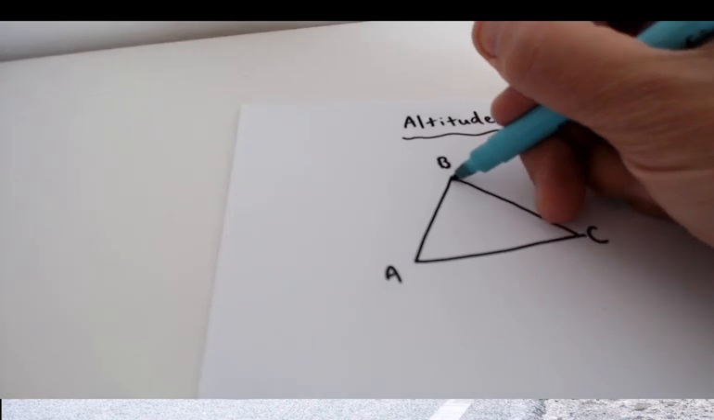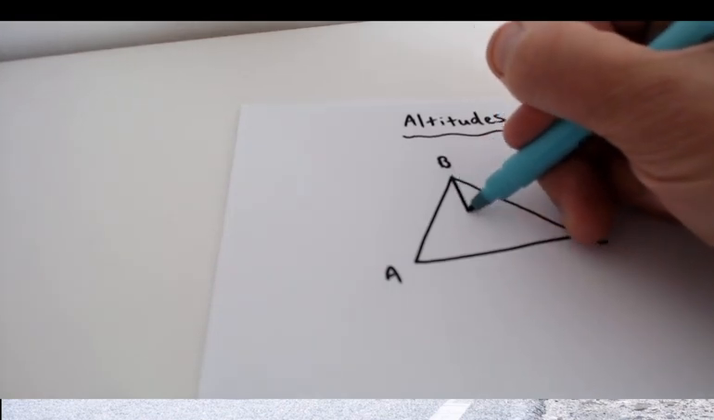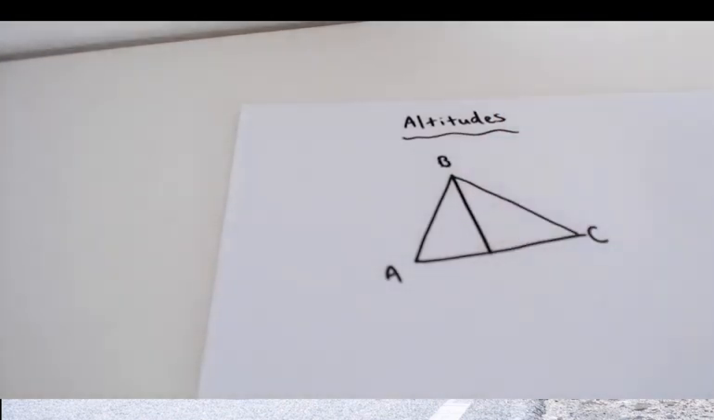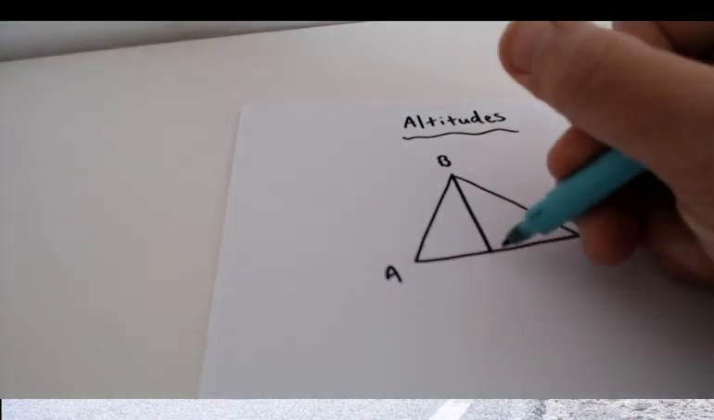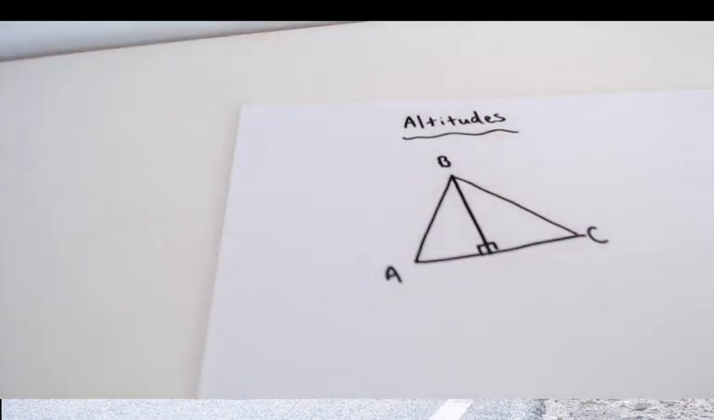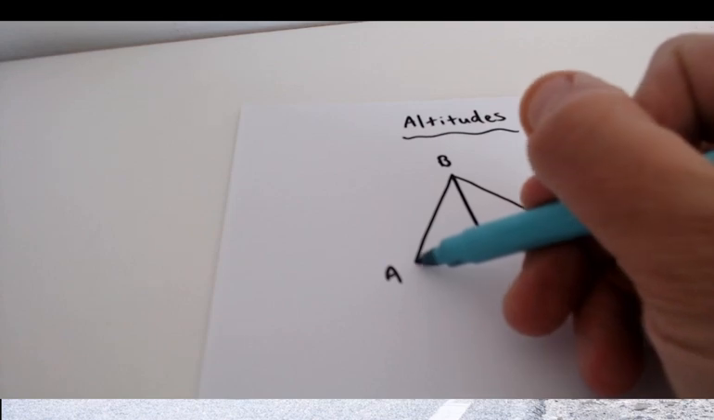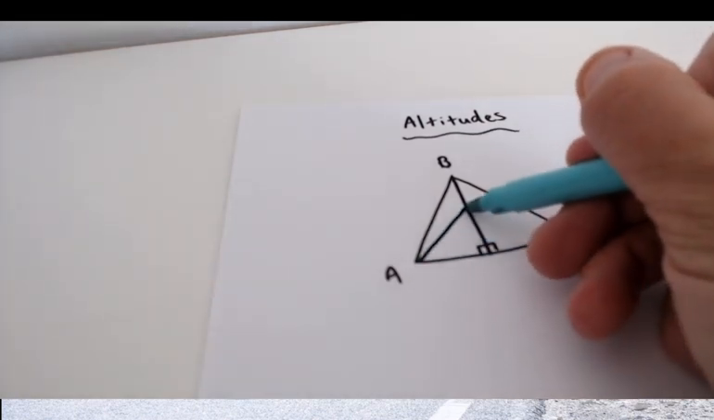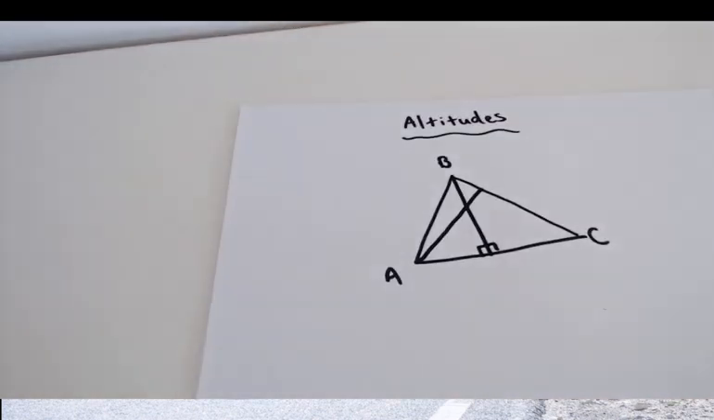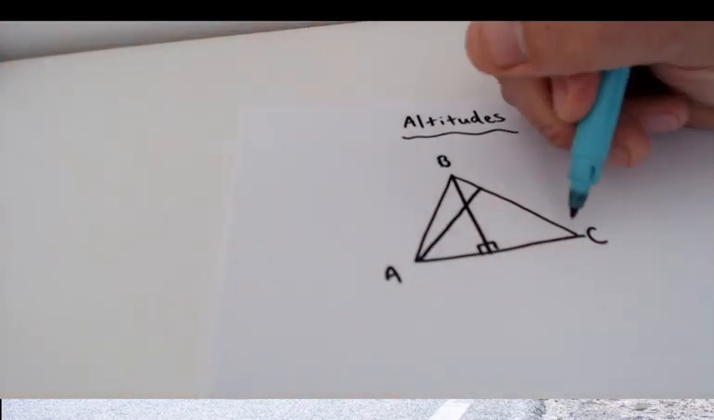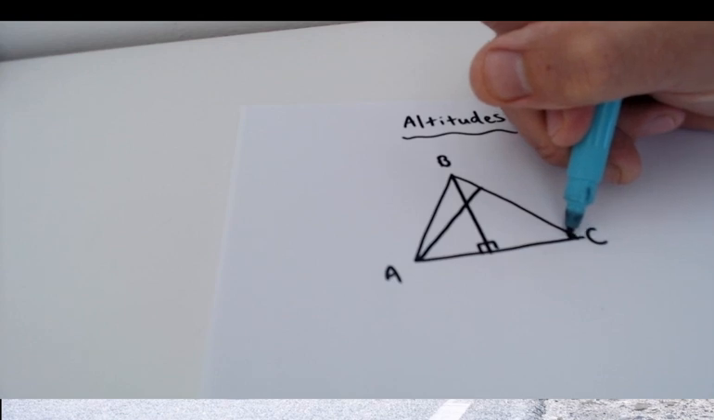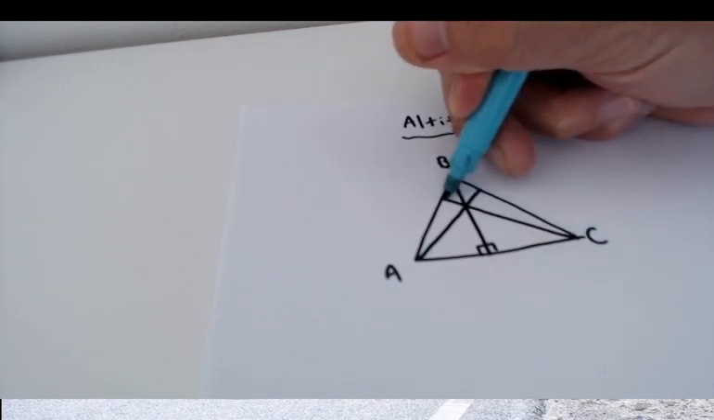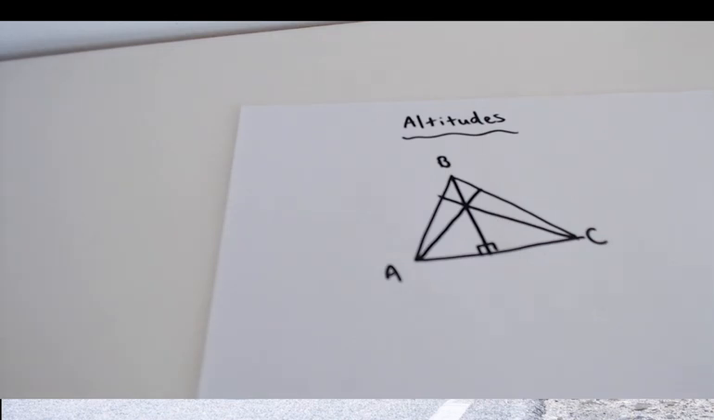So for the altitude from B, it would look something like that, and you can see I've made right angles when I've hit the other side. If I want to do the altitude from A, it will look something like that. If I want to do the altitude from C, it would look something like that.